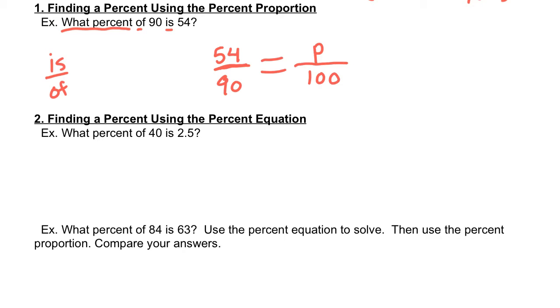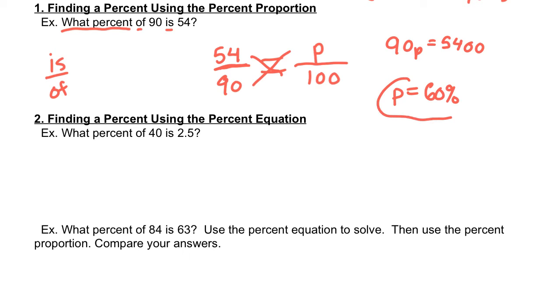To solve this, cross multiply. 90 times P is 90P. 54 times 100 is 5,400. And then I just solve that by dividing both sides by 90. So the percent is 60%. So we're using proportions to do that. You may have other methods you use, and that is fine, good. But I want to show you how to use proportions to solve these percent problems.